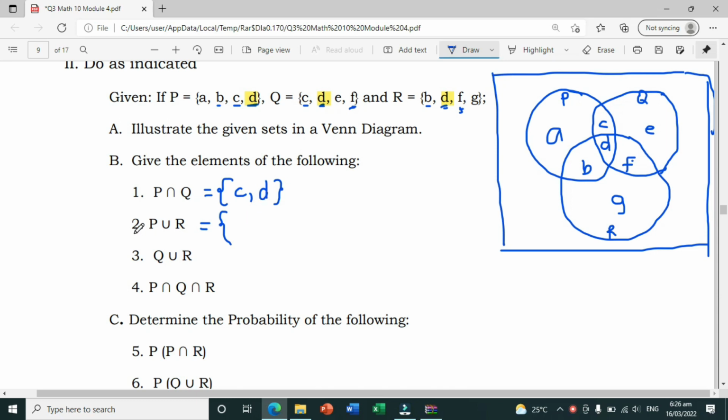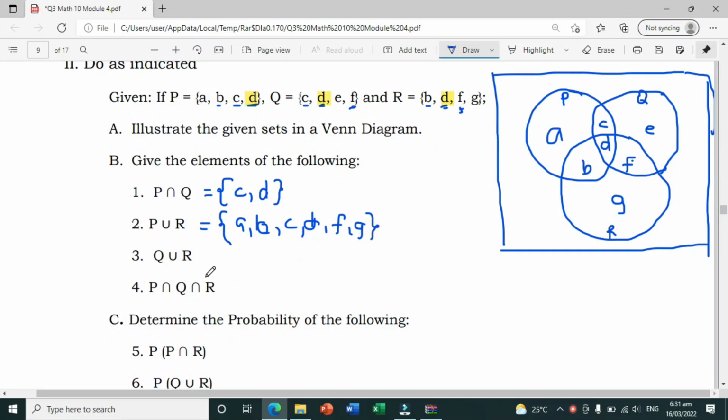Number 2, the union of P and R. So, P and R, ito yun. At saka ito. So, union natin, we have A, B, C, D. Yan yung kay P at saka kay R. B, D meron na, so F and G na lang. So, these are the elements ng union ng P and R.